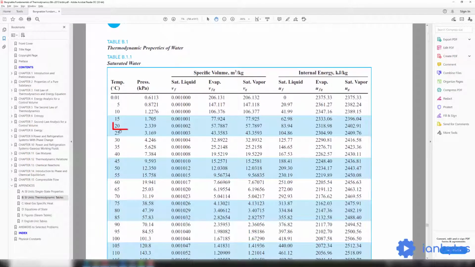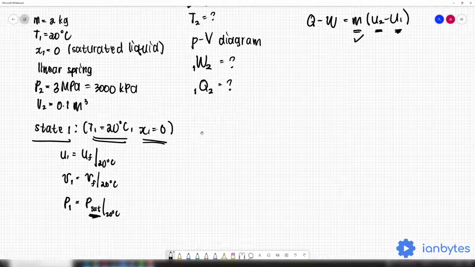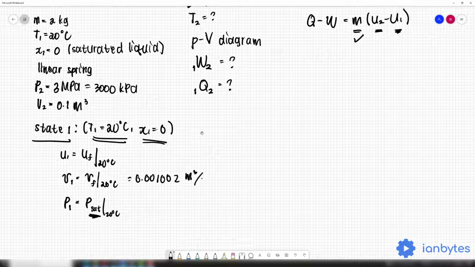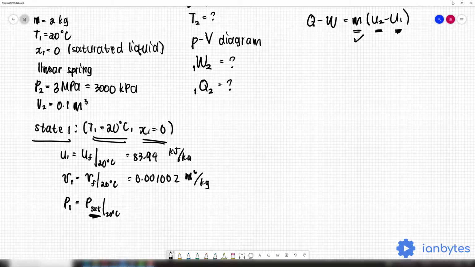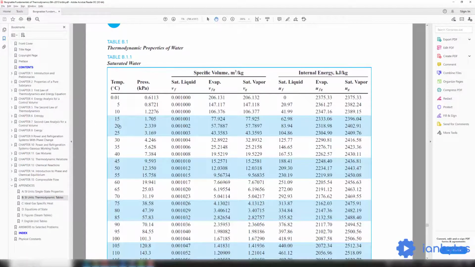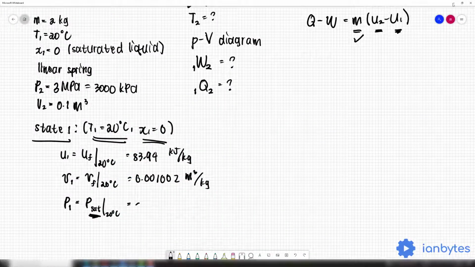Now, at 20 degrees Celsius, we know that VF, or basically the saturated liquid specific volume, is equal to 0.001002 cubic meters per kilogram. So let us just write that down. We have VF that is equal to 0.001002 cubic meters per kilogram. Okay? UF, on the other hand, it's somewhere here. We have 83.94 kilojoules per kilogram. And finally, we have the saturation pressure that is just equal to 2.339 kilopascals. Okay? So very easy for state 1.